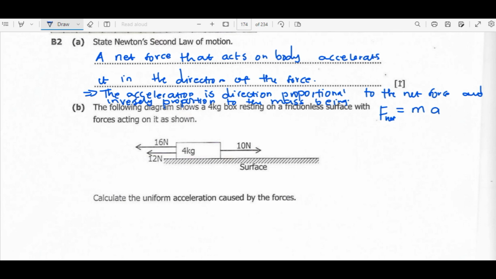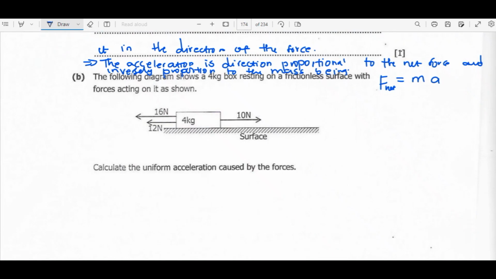So what this means is that the 16 newtons and 12 newtons pointing on the left side, these combine to make one force. Then on the right hand side we only have 10. So how can we find the net force? So say net force is equal to 16 newtons plus 12 newtons. The reason why these are added is because they are pointing in the same direction. Then we are going to subtract the 10 since this one is pointing on the right side, so minus 10 newtons.